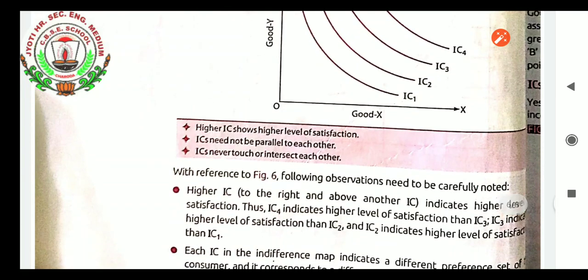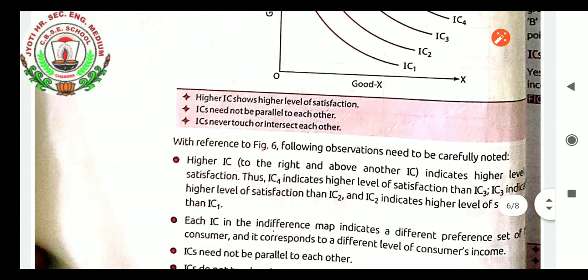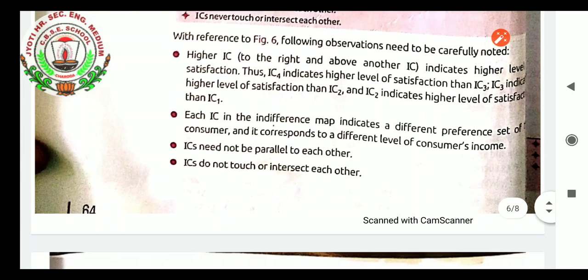With reference to figure number 6, the following observations need to be carefully noted. A higher IC, to the right and above another IC, indicates a higher level of satisfaction. Thus IC4 indicates a higher level of satisfaction than IC3, and IC3 indicates a higher level of satisfaction than IC2. IC2 indicates a higher level of satisfaction as compared to IC1. So this way you can answer by simply drawing this type of graph.